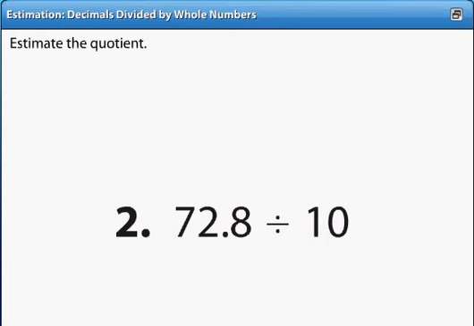Here, anytime we're working with 10, it's not too hard. I would round this down to 70. Now you guys actually know, to find the exact, you would only have to move the decimal place to the left 1, because this is a 10. But that's not really what it's asking. It's not asking for the exact. It's asking for you to estimate. So 70 divided by 10 is 7. Do it pretty quick in your head.